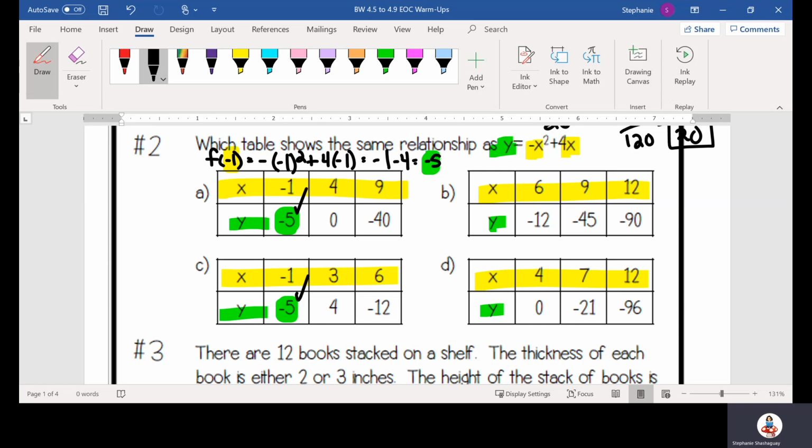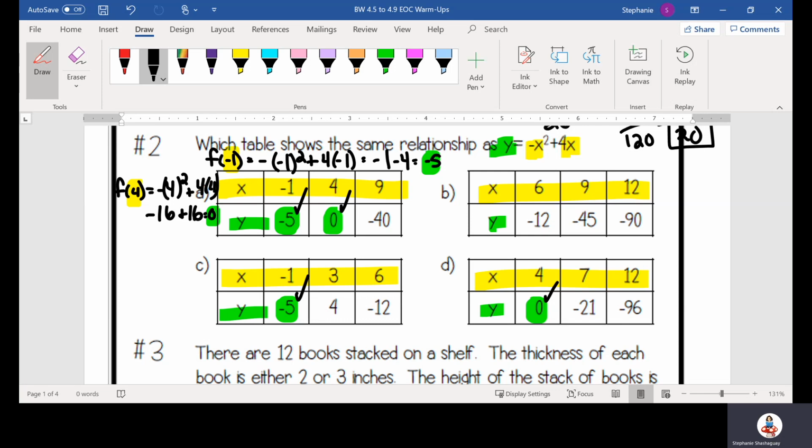Okay. Let's go ahead and find f of 4 and see if that matches. So f of 4 is going to be equal to a negative 4 squared plus 4 times 4. So 4 squared is 16, so I'm going to have a negative 16 plus 16, that equals 0. So when my input is 4, my output is 0. Input is 4, output is 0. Everything matches so far. Still can't eliminate anything.